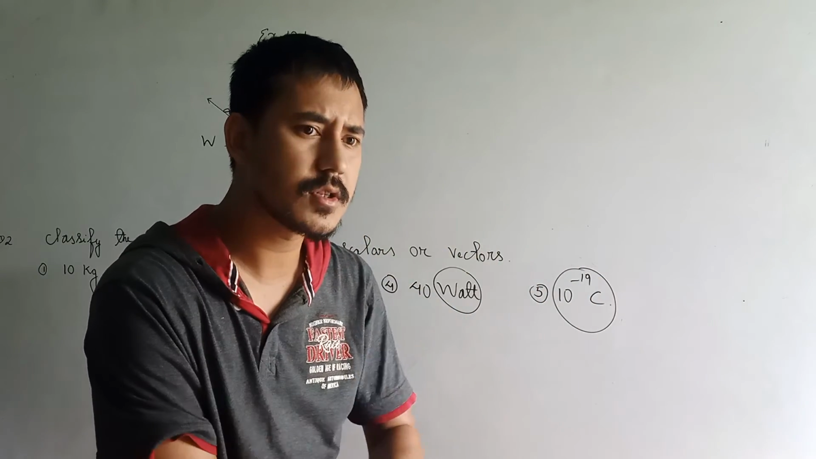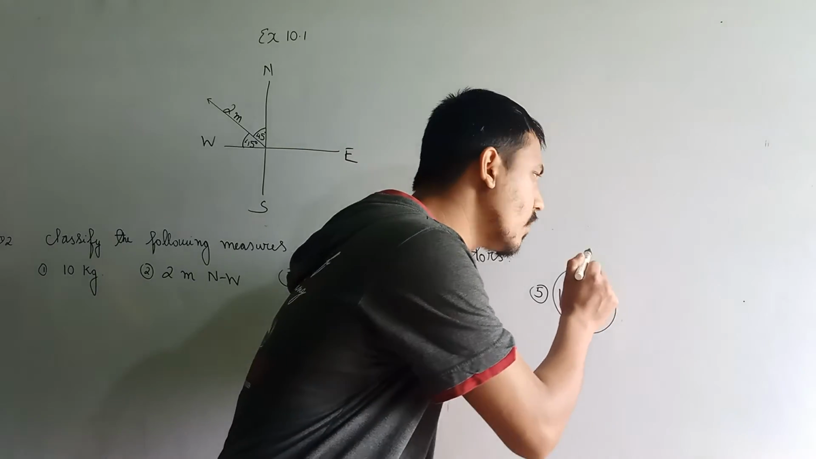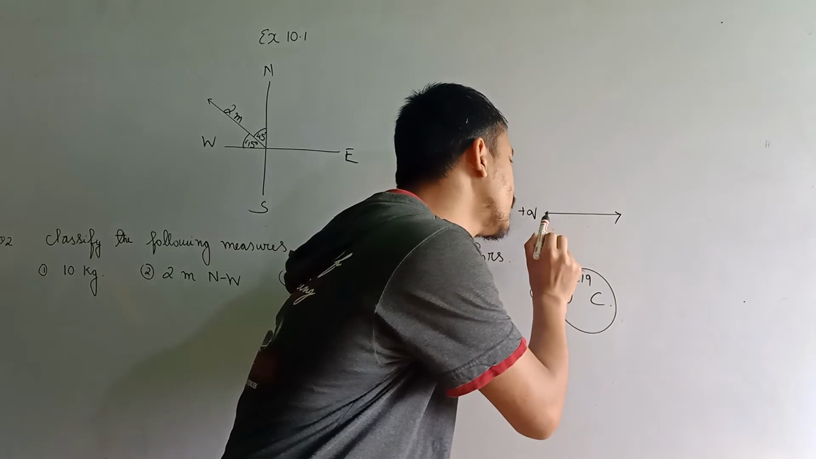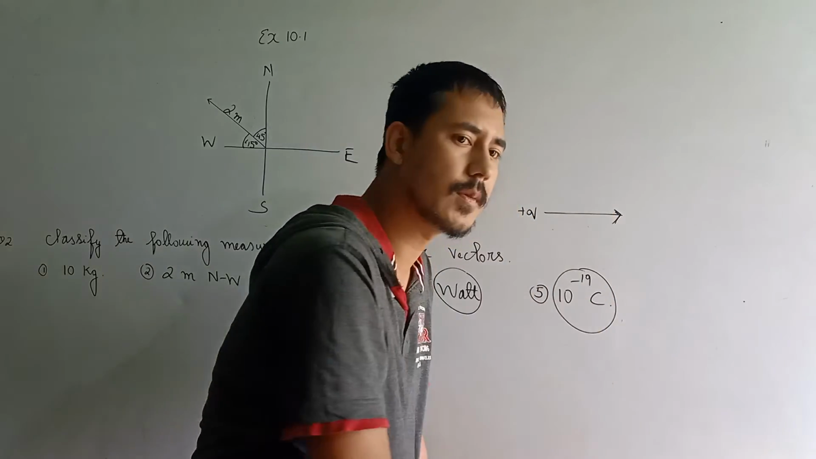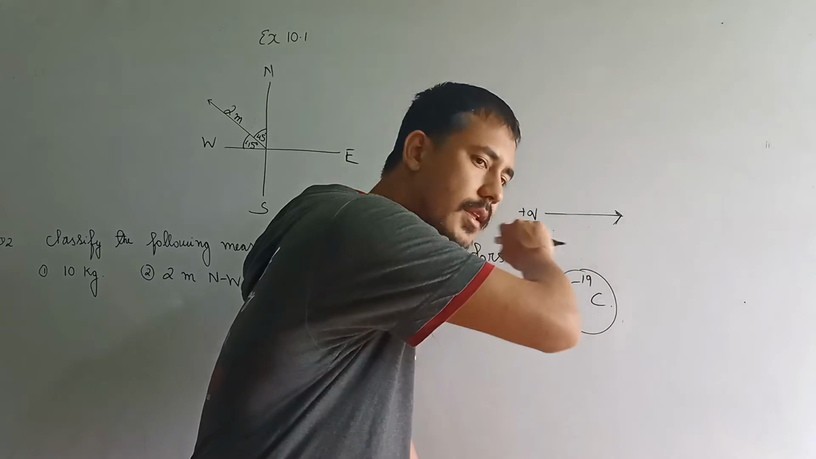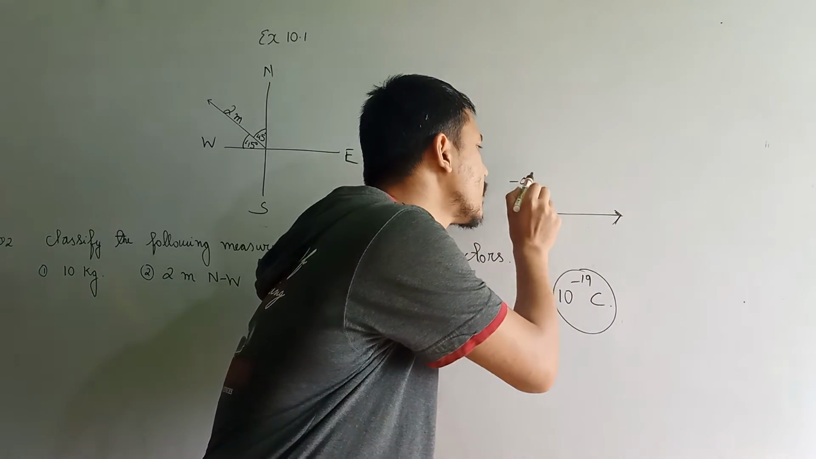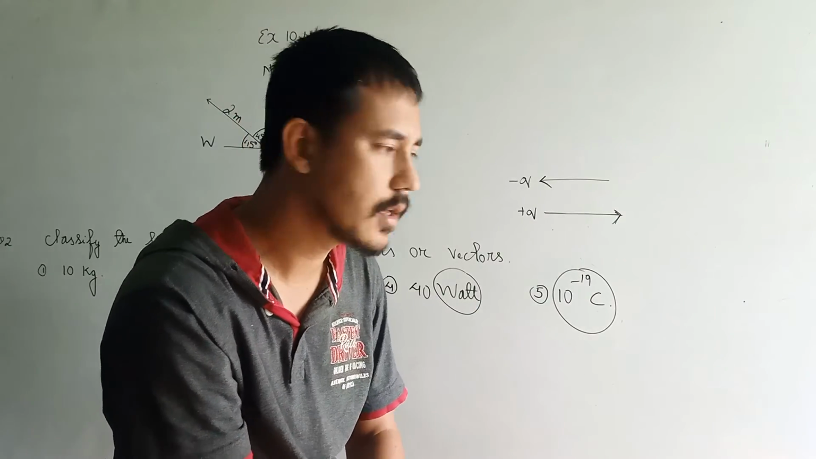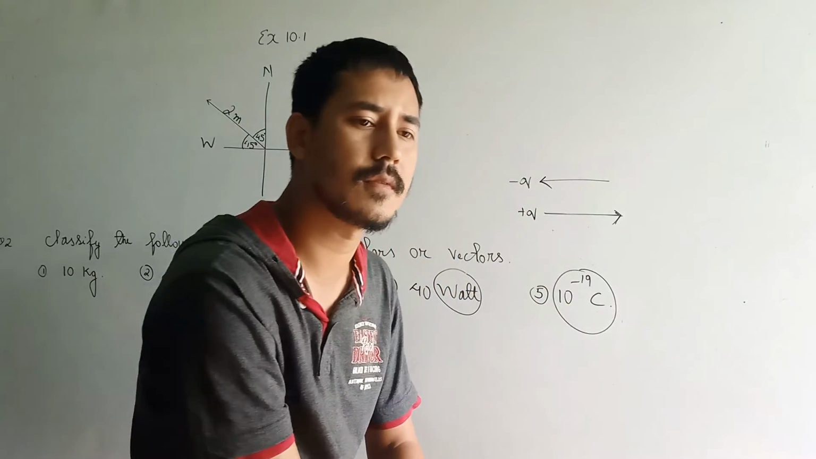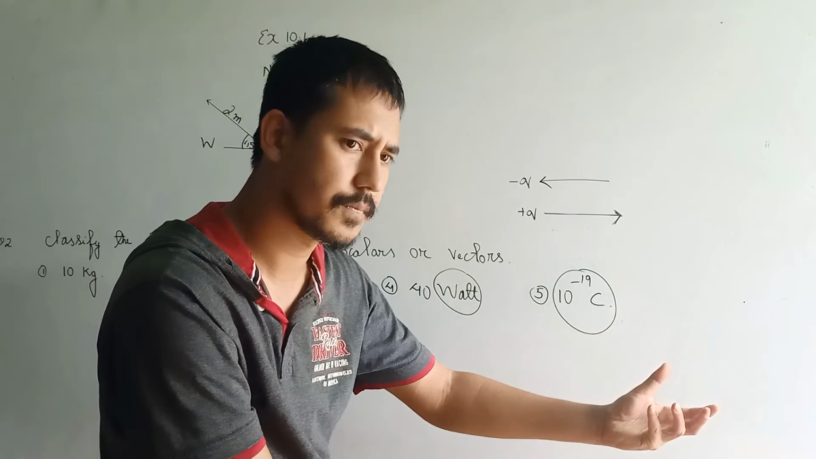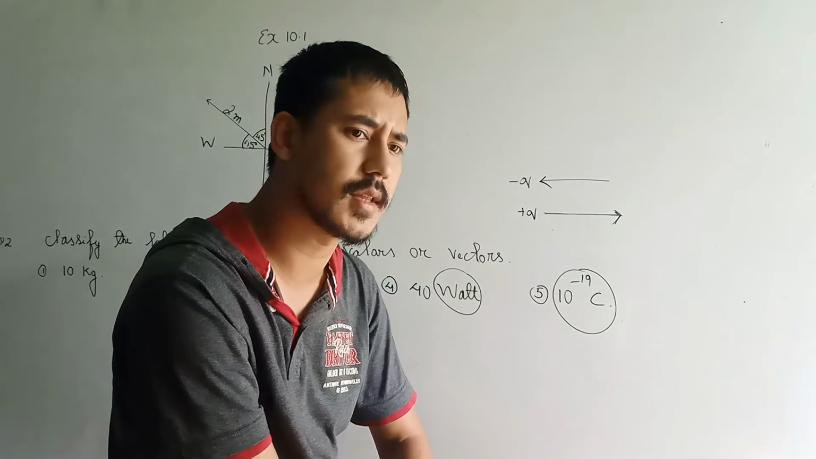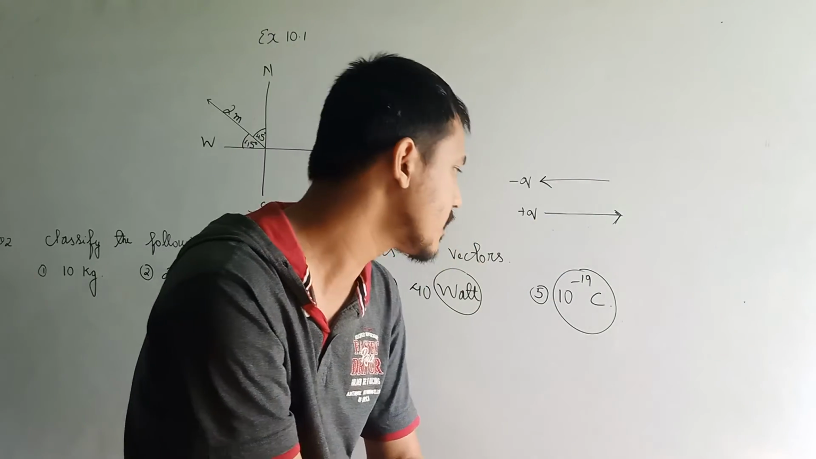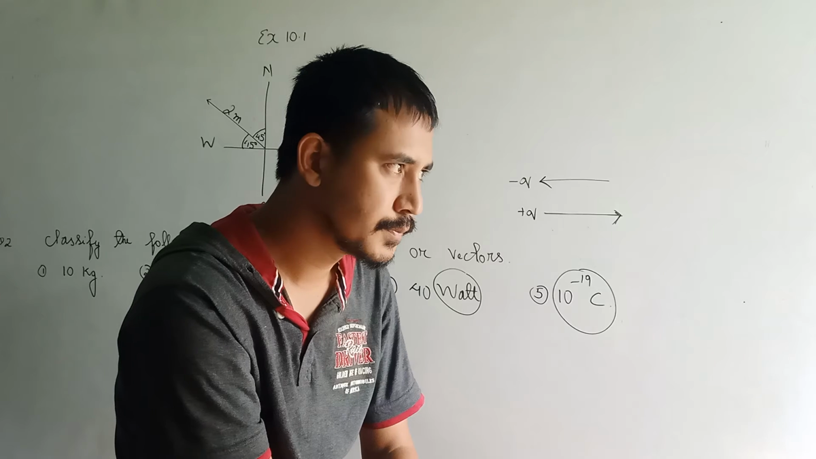If you talk about electric field, then electric field always acts radially outwards for a positive charge. And for a negative charge, electric field acts radially inwards. So electric field has a direction, but an isolated charge does not have a direction. Okay? Yes.